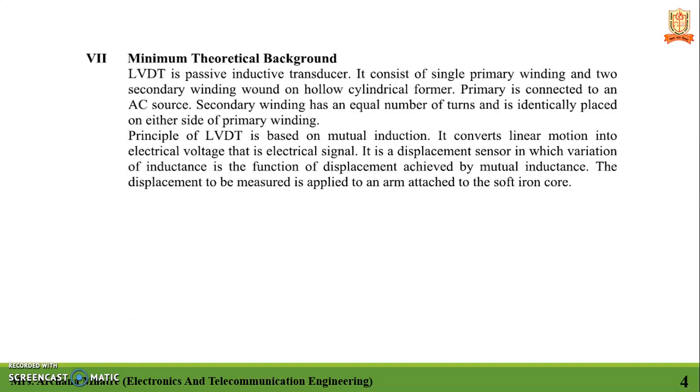Minimum theoretical background. LVDT is a passive inductive transducer. It consists of a single primary winding and two secondary windings wound on a hollow cylindrical former. The primary is connected to an AC source. The secondary windings have an equal number of turns and are identically placed on either side of the primary winding. The principle of LVDT is based on mutual inductance; it converts linear motion into an electrical voltage, that is, an electrical signal.